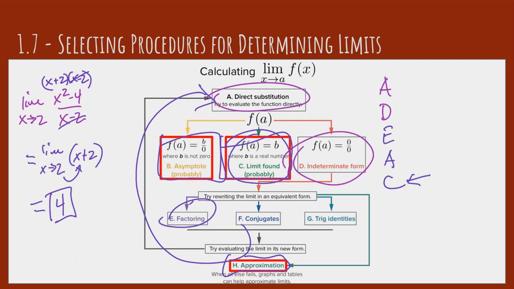So when I'm doing a Khan Academy assignment, this is the list that I'm going to put in there: A, D, E, A, C. Make sure that you're always ending on one of those in red, always starting with direct substitution and then going from there.